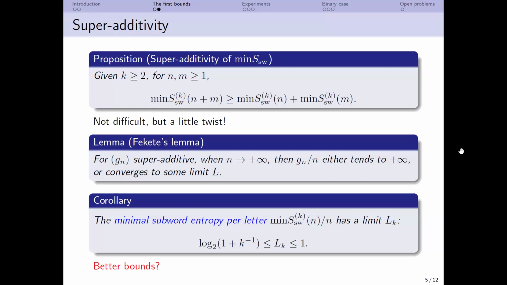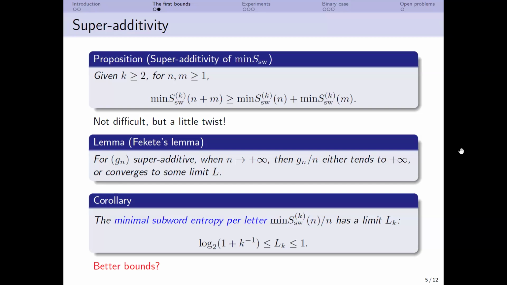And since it's super additive, by Fekete's lemma, if we divide the minimal subword entropy of length n by n, it will tend to some limit, which could be infinite. But because we already have upper and lower bounds of linear order, we know that the limit exists, and from the upper and lower bounds, we know that the limit will be bounded by these two quantities.